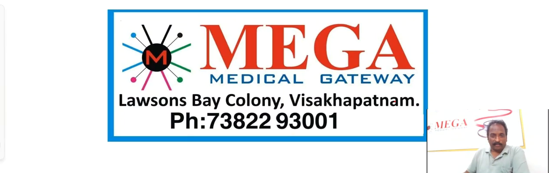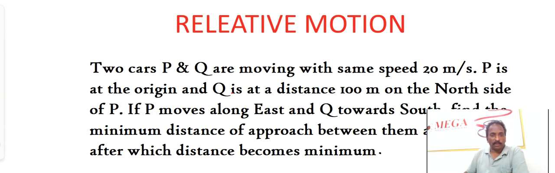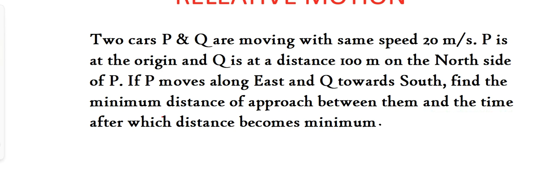Hi, let us consider a problem on relative motion. Two cars P and Q are moving with the same speed 20 meter per second. P is at the origin and Q is at a distance of 100 meter on the north side of P. If P moves along east and Q towards south, find the minimum distance of approach and the time after which distance becomes minimum. So let us read the problem carefully.